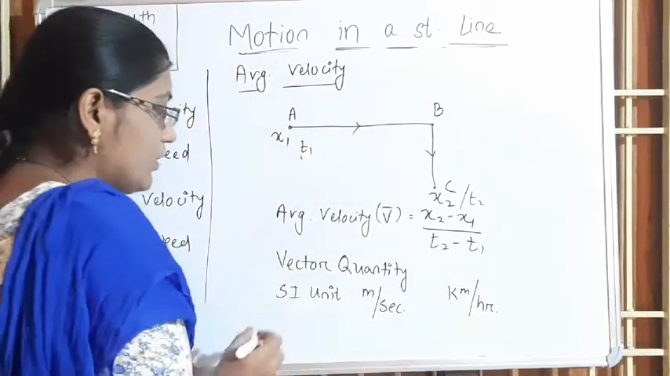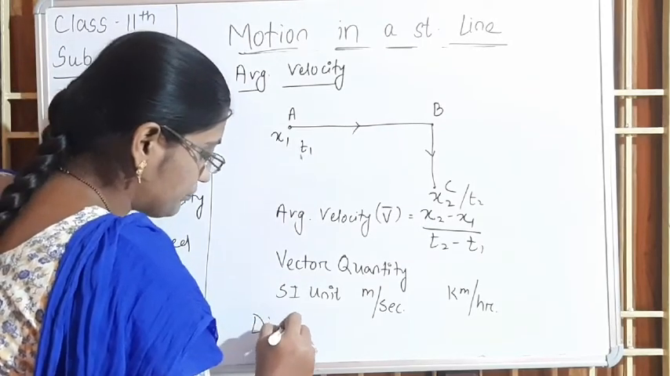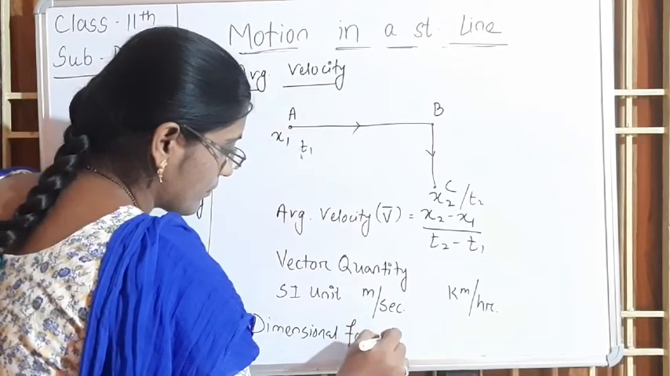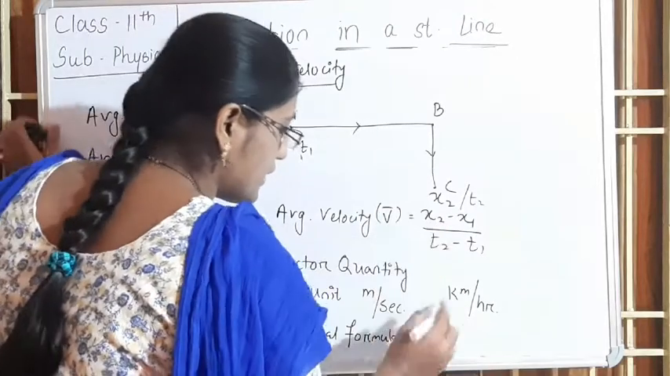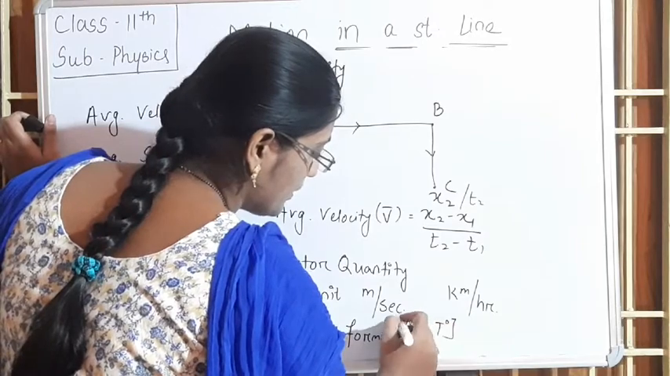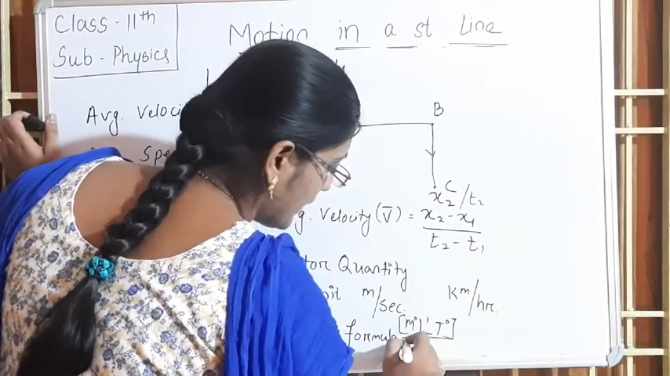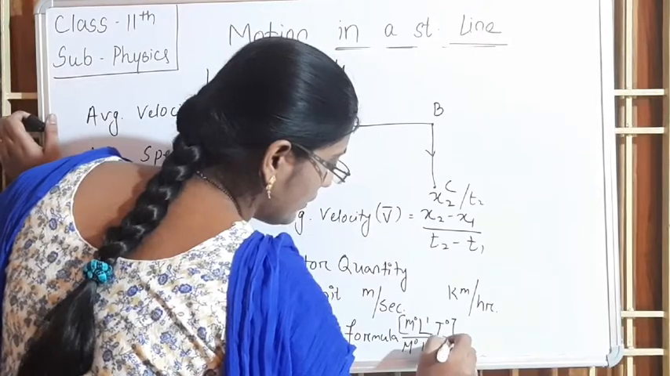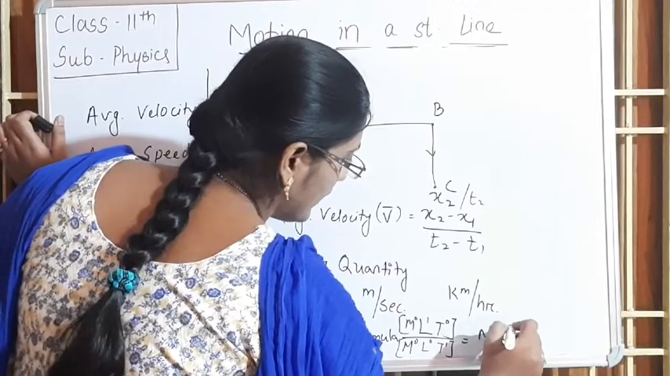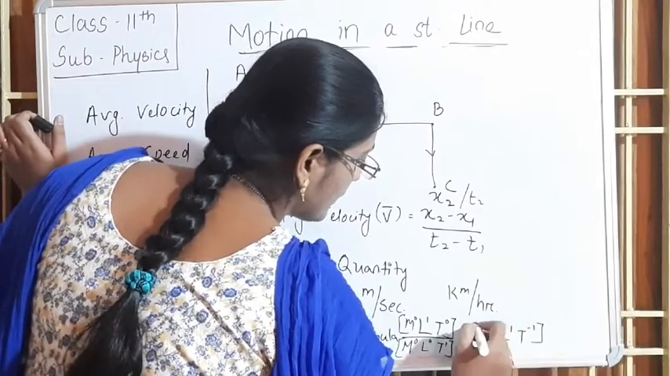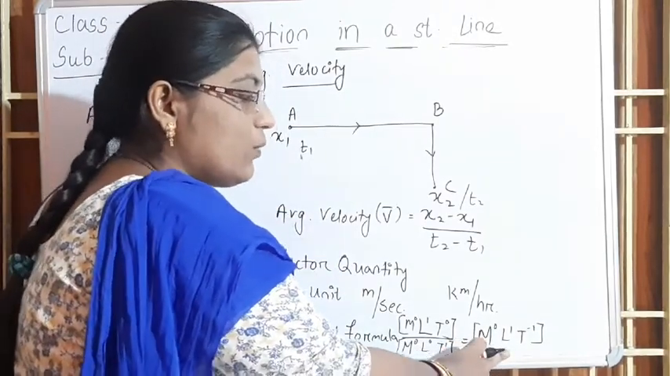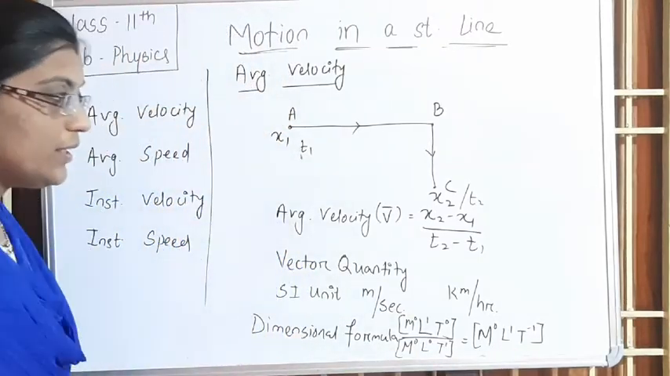Okay? Now the dimensional formula is, as it is distance, that is M0 L1 T0, divided by time, M0 L0 T1. By solving this we get M0 L1 T minus 1. So the dimensional formula of average velocity is M0 L1 T minus 1. Okay?